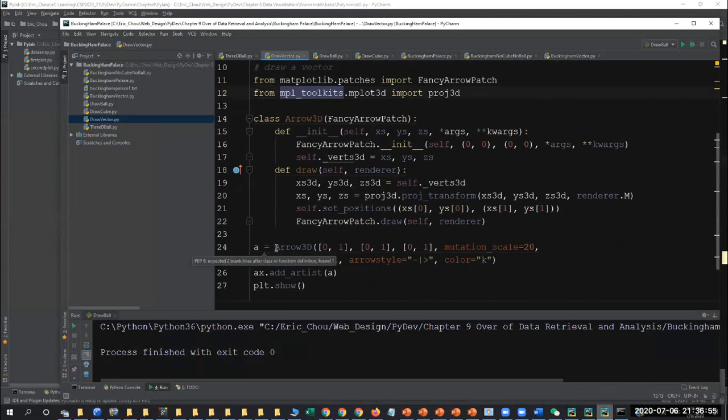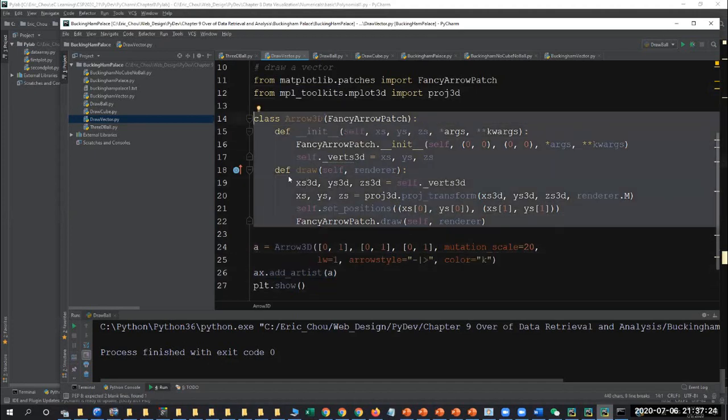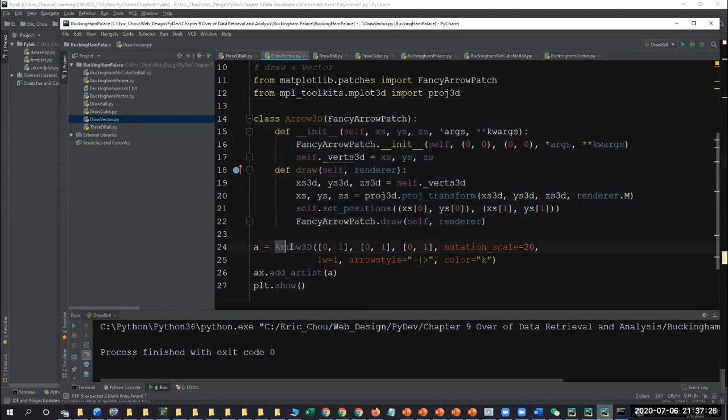So here we create an Arrow3D from 0, 0, 0, 1, 0, 1. What's that? Your original point, X is 0, destination 1. Y is 0, destination 1. Z 0, destination 1. And the arrow's shape is like this. Color, black color. Line width 1. Okay? With that, then I do the artist check. So this class actually is just creating the class. Okay? So not important.